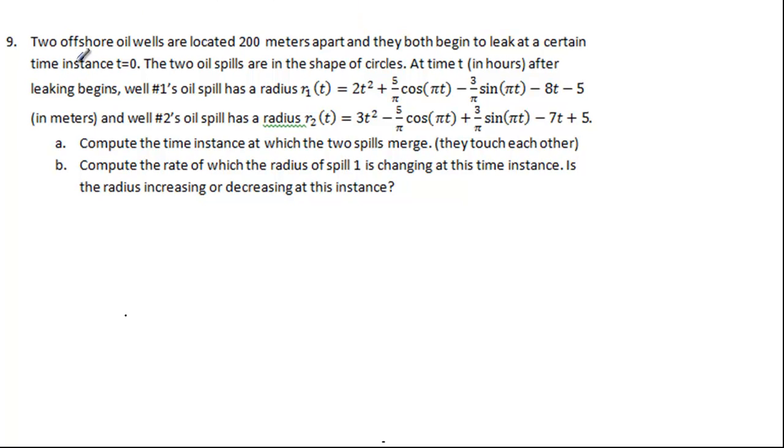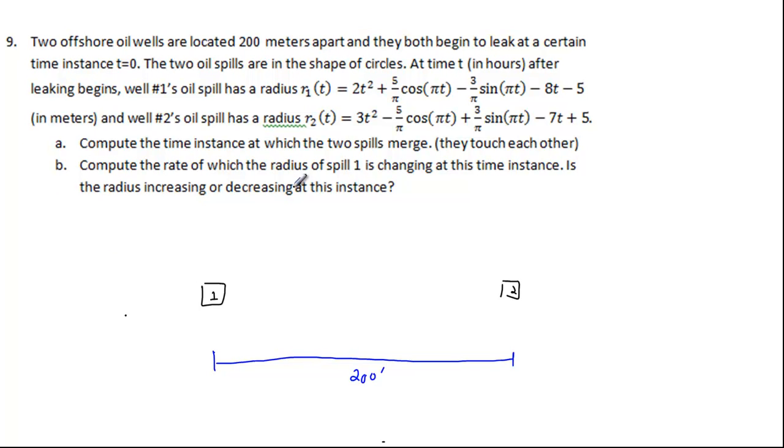So if we look at this question, we have two offshore oil wells located 200 meters apart, and they begin to leak at a certain time t equals 0. I like to draw pictures. I think that really helps me think a lot. So I'll call these oil well 1 and oil well 2. Between these two wells they're located 200 meters apart. They both begin to leak at time t equals 0.